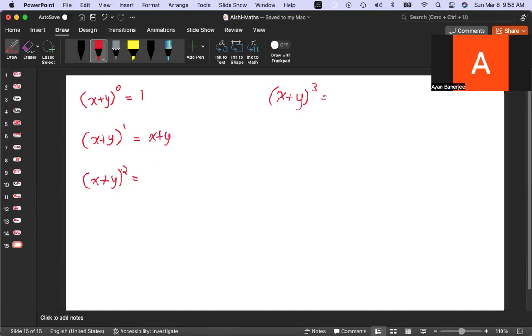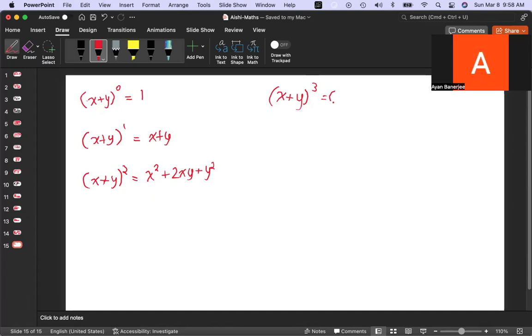Over here we have x plus y whole square. We have x squared plus 2xy plus y squared. Okay, last one. We have x plus y cubed. So instead of solving this, we can substitute this value into here.